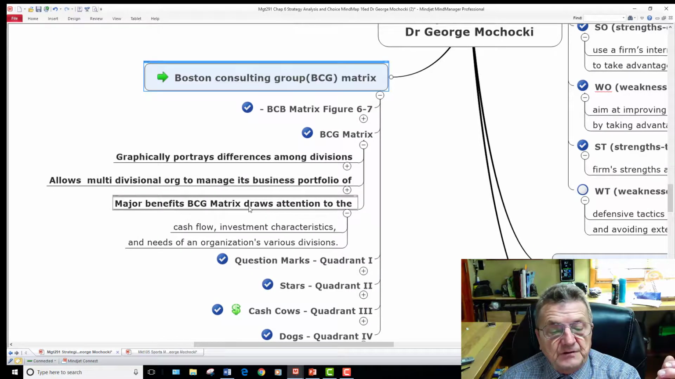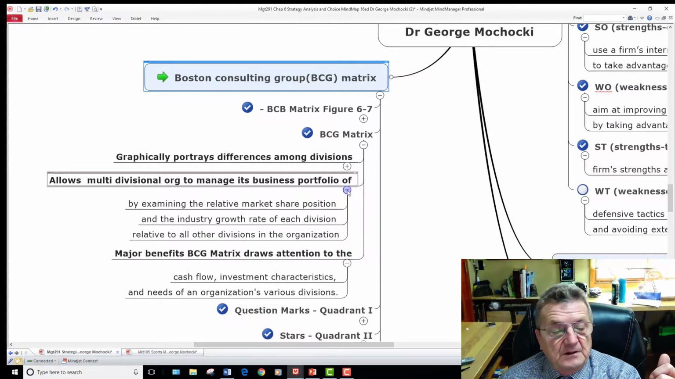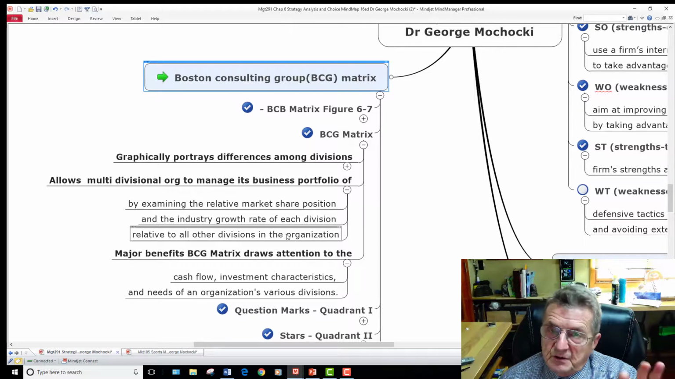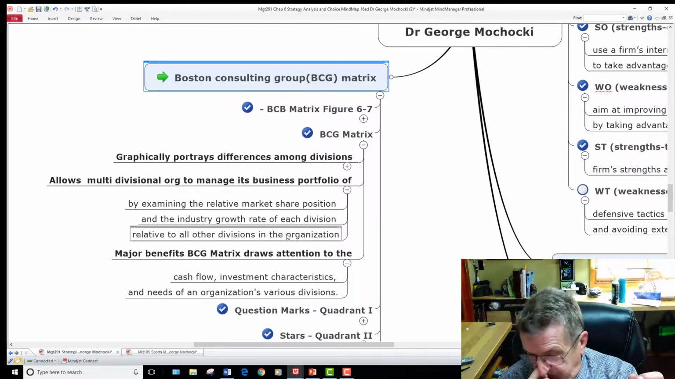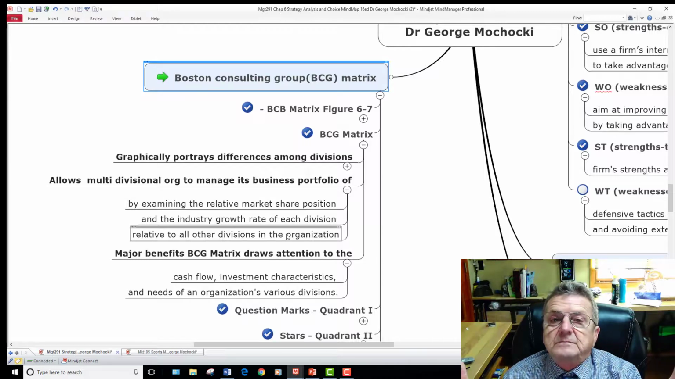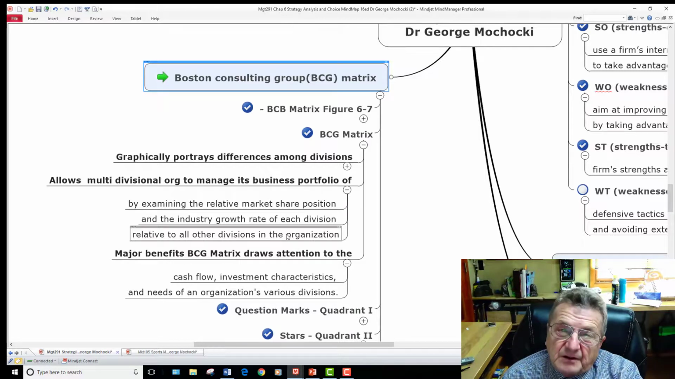Okay, major benefits of the matrix. It allows a multi-divisional organization to manage its business profile. Examine the market share and the growth rate of the division relative to all divisions in the organization. If you look at Sears or some companies, when they're having competitors, which stores, which areas do I let go? Walmart did a lot of that. They tried to go out to some more rural areas. It wasn't profitable, but they had a catalog, so they had a different model set up for those areas.